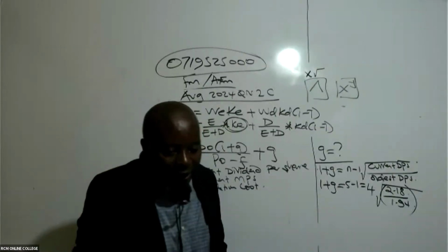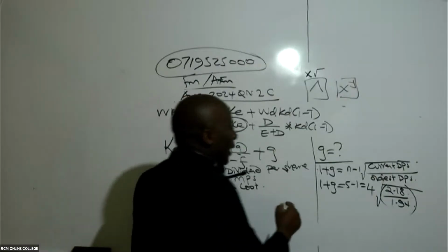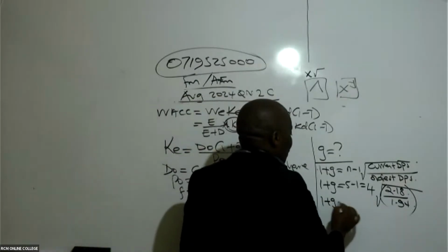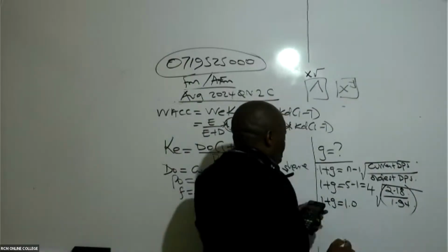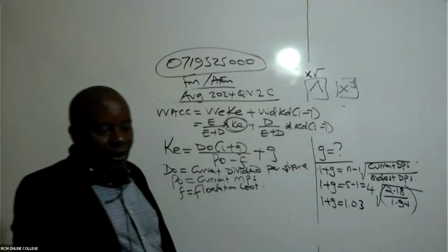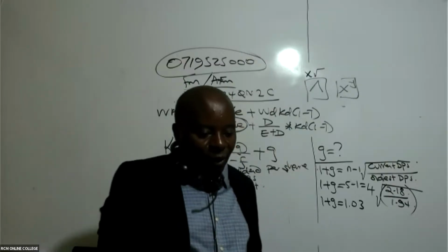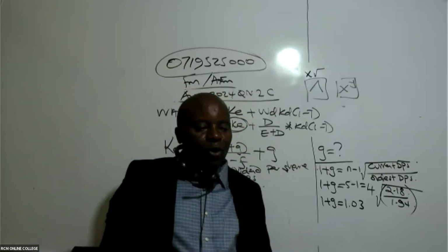What are we able to get here, my friends? I can see somebody who is getting 1 plus G equals 1.02929. That's 1.03. Is there somebody who is able to get that 1.03? Please talk to me this morning. How do you get this?